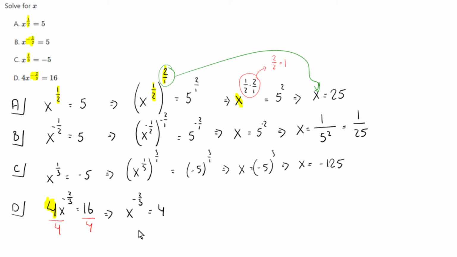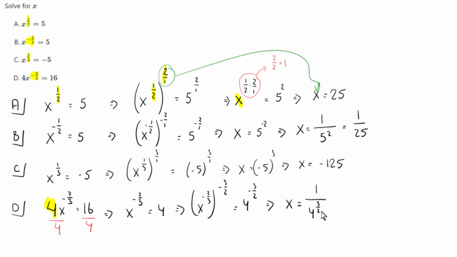Now we raise both sides to the reciprocal of the exponent. And this is going to be to the power of negative 3/2 equals 4 to the power of negative 3/2. On the left-hand side, we're just left with x. On the right-hand side, well, first of all, the exponent is negative, so let's deal with that first. So we need to use the negative exponent law, and the entire power is moved down into the denominator, like so.